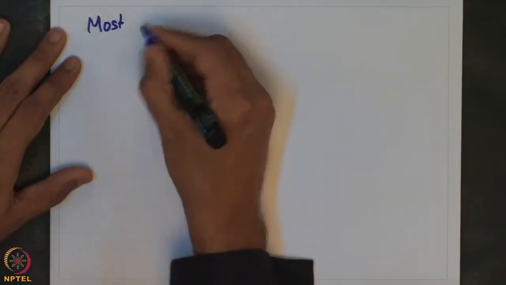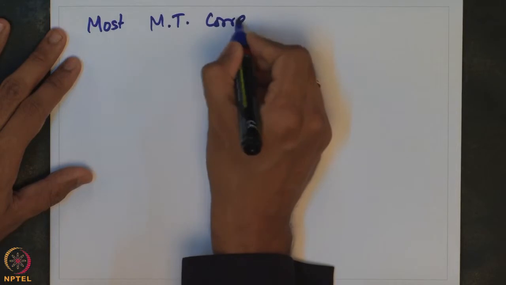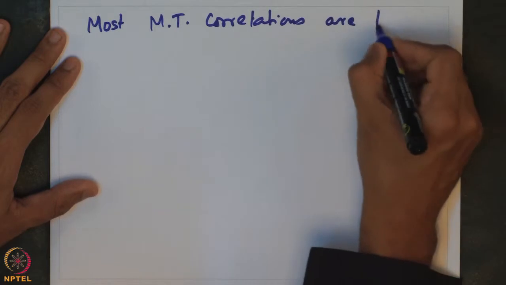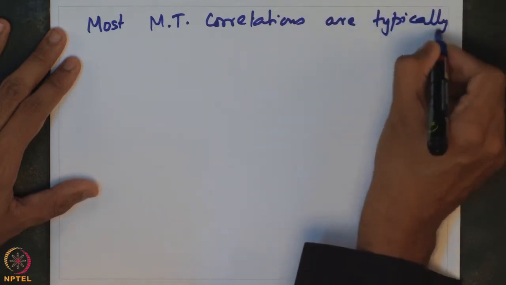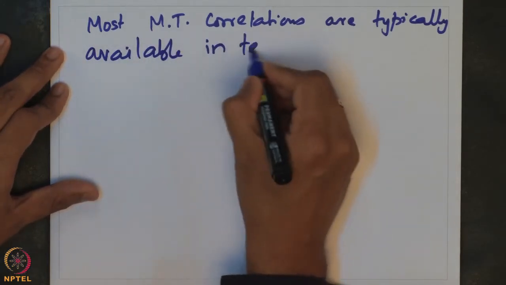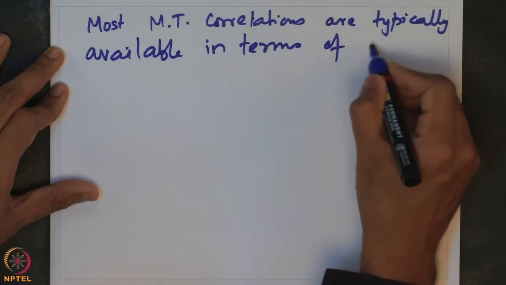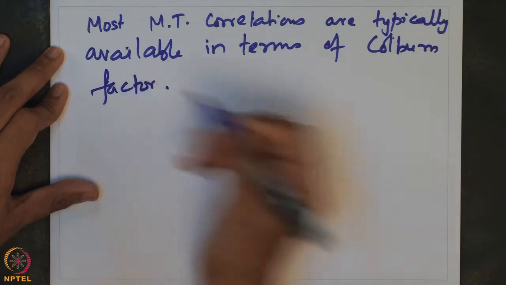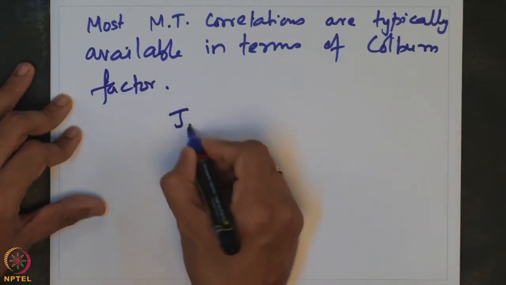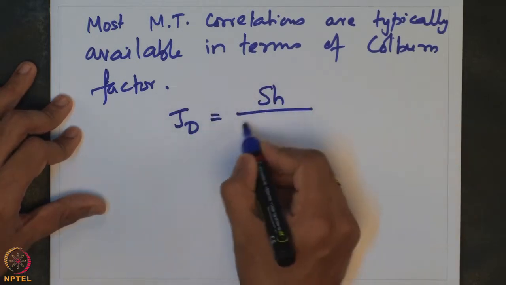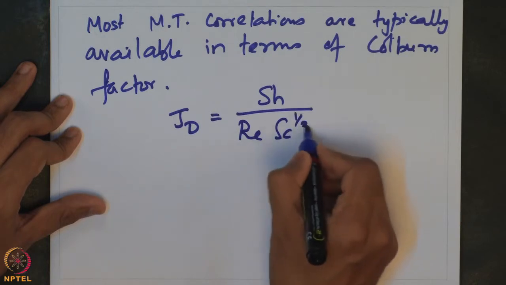So, most mass transport correlations are typically available in terms of a factor called the Colburn factor, and the symbol that is used for the Colburn factor is JD, which is essentially given by Sherwood number divided by Reynolds number into Schmidt number to the power of 1 by 3.